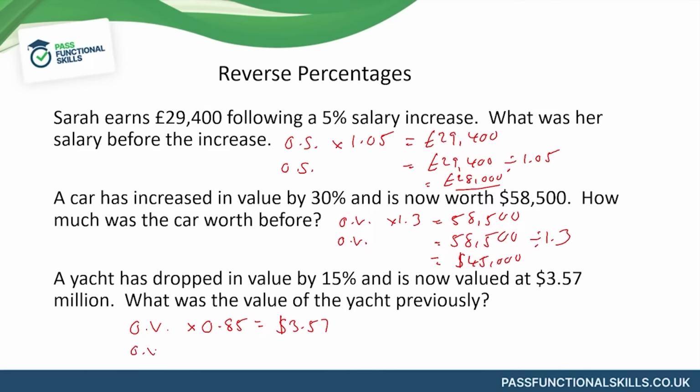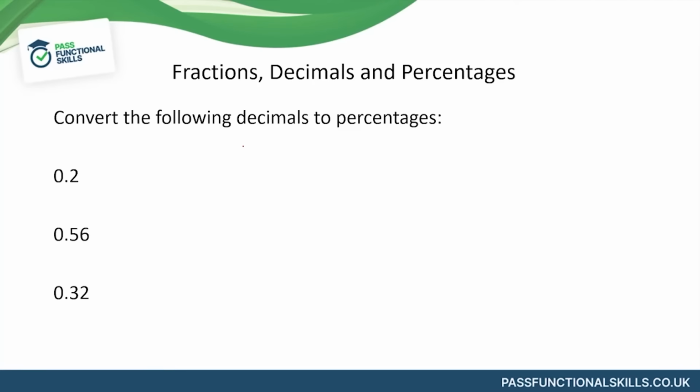So the old value of the yacht is therefore 3.57 million divided by 0.85. So therefore the old value of the yacht is, let me just grab the calculator, 3.57 divided by 0.85, and that comes to 4.2 million. So we call these numbers here the percentage multiplier, and the reason is because you multiply them. But in these questions with the reverse percentages, you end up dividing by these figures because we're working the question backwards.